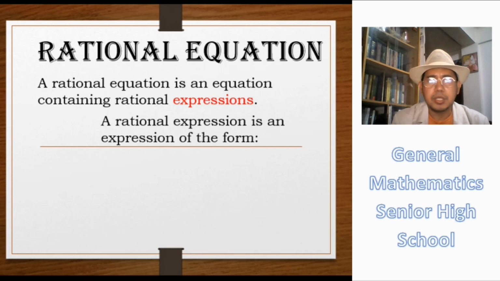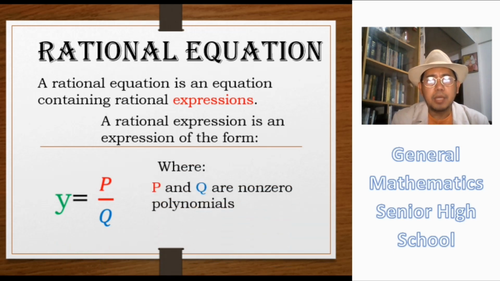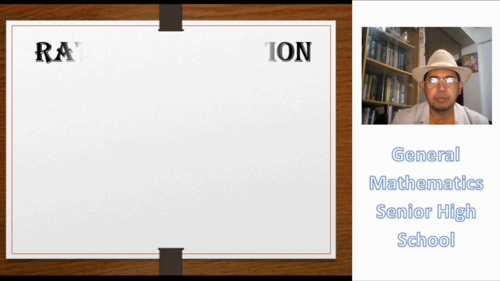Another one in here is that a rational expression is an expression of the form y is equal to p over q, wherein p and q are non-zero polynomials. So they are non-zero polynomials. Now you will notice the form: I equated y with the given ratio of p over q. So unlike the rational function, you will notice the difference.